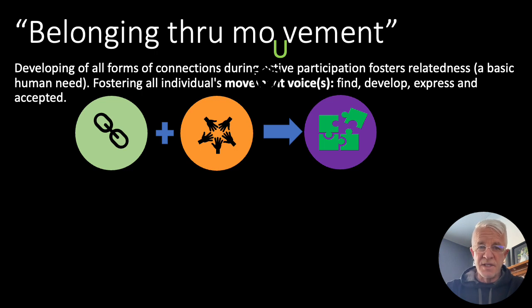And what you can see is that fostering a movement identity means helping a child find their movement voice. Let's help them find it in school, let's help them get better at it, let's help them express it, and then let's everybody accept them for how they like to move and what they like to move like. That's belonging through movement. And so, putting the you in movement.